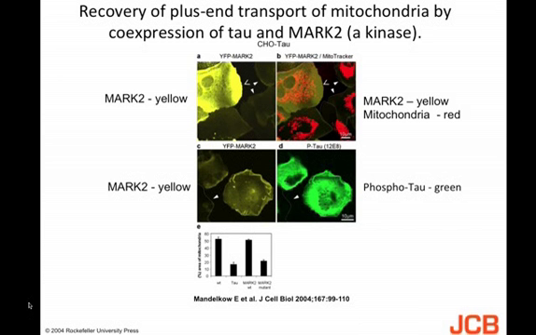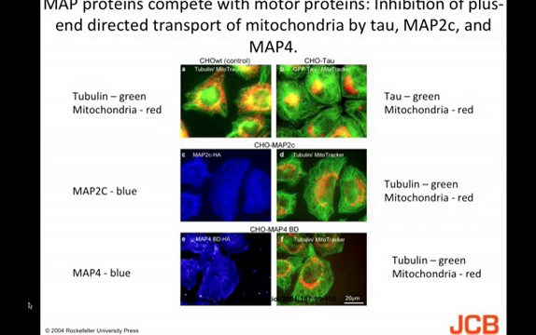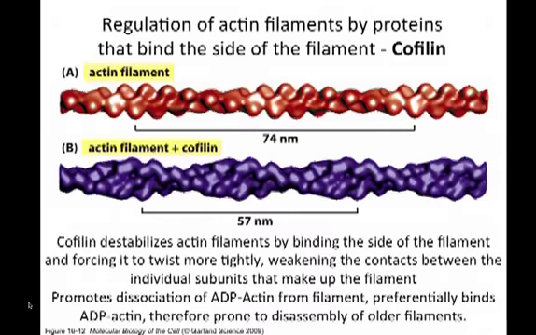Feel free, yes? Wait, so what did the MAP or the tau prevent it from? They tried three different MAP proteins: tau, MAP2C, and MAP4. And they all did it. It kind of makes sense when you consider all MAP proteins are going to bind to microtubules. Right? So they're all kind of acting as a building in the way of the train on the train track. Okay. Good question.